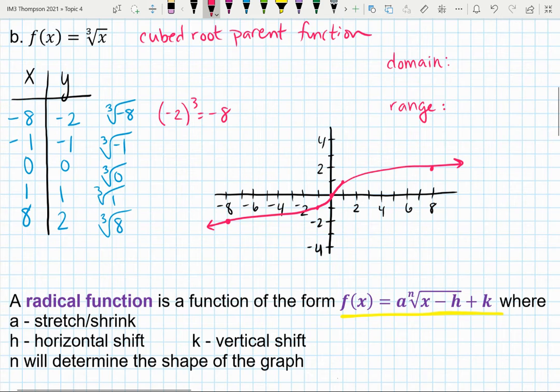All right, so domain, when I look to the left of this graph and to the right of this graph, I can continue to plug in negative numbers. That's fine for cubed root. That's allowable. I don't get anything imaginary. I get real numbers. I can continue to plug in whatever negative, positive numbers I want. Therefore, this is going to be all real numbers.